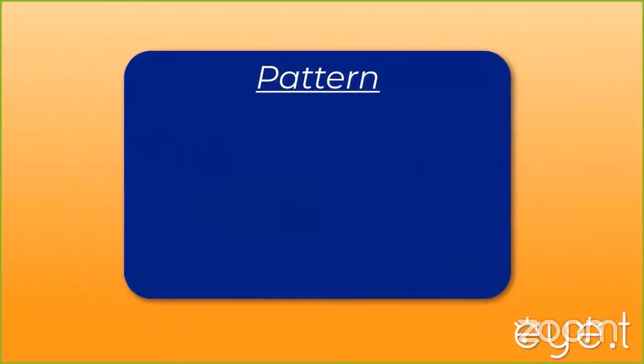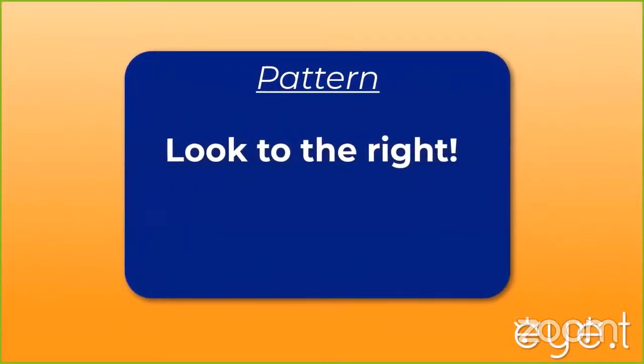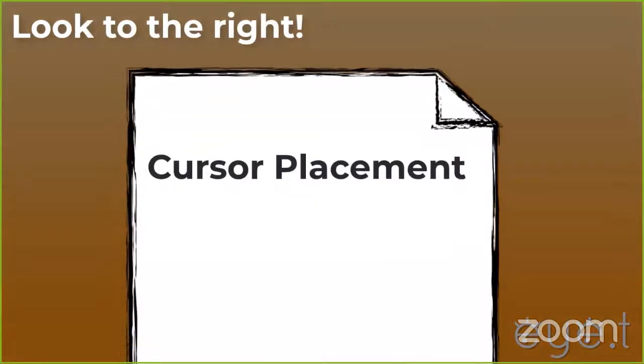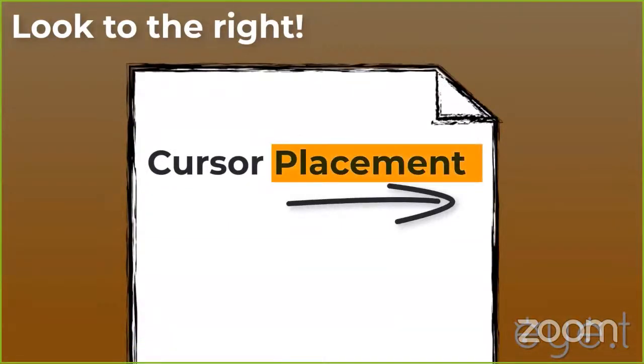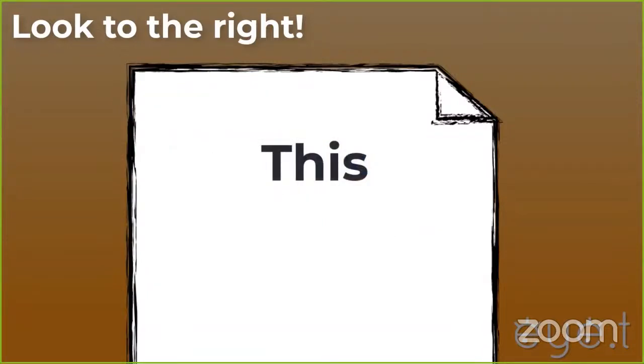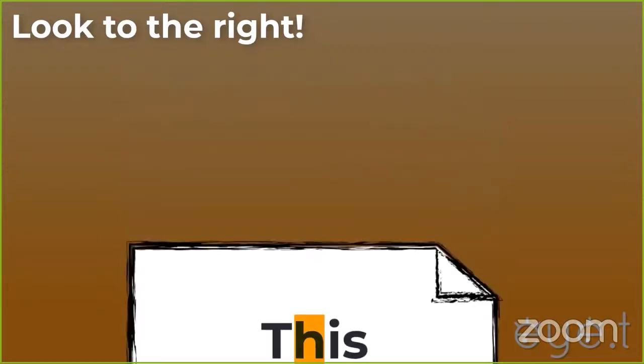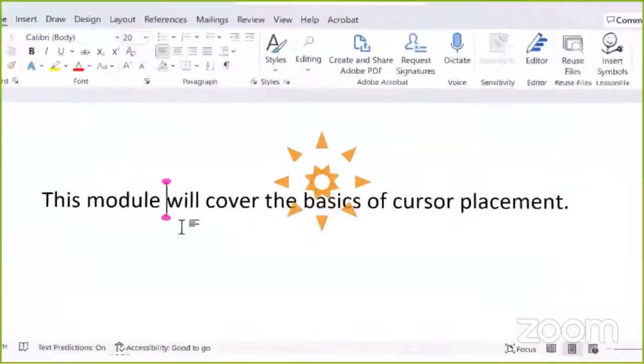The pattern for this module is called Look to the Right. Look to the right refers to the fact that our screen reader will say anything that is to the right of our cursor. For example, in the word this, if you are reading character by character and your cursor is between the letters T and H, your screen reader will say the letter to the right, which in this case is H. Let's see it.